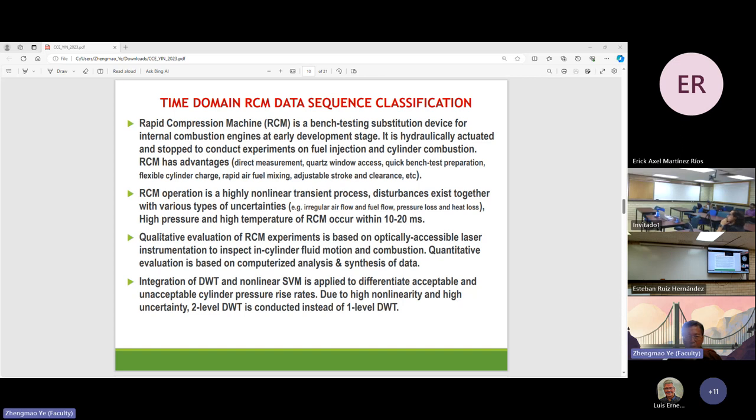So the high pressure and the high temperature of RCM only occur within a very short 10 to 20 millisecond window. The qualitative evaluation of RCM experiment is based on the optically accessible laser instrumentation to inspect the in-cylinder fluid motion and the combustion. And the quantitative evaluation is based on the computerized analysis of the data. The integration of DWT and the nonlinear SVM is applied to differentiate acceptable and unacceptable cylinder pressure rise rate. And due to the high nonlinearity and also high uncertainty, second level DWT is conducted.